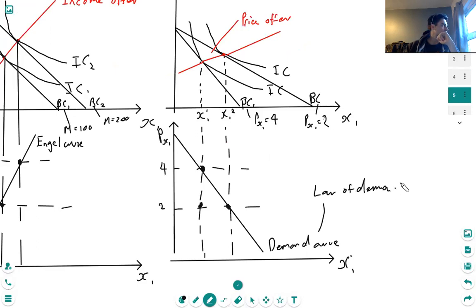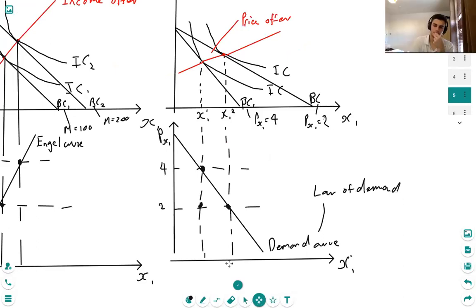There are examples of goods that don't obey this law of demand. You'll see that in the case of Giffen goods.